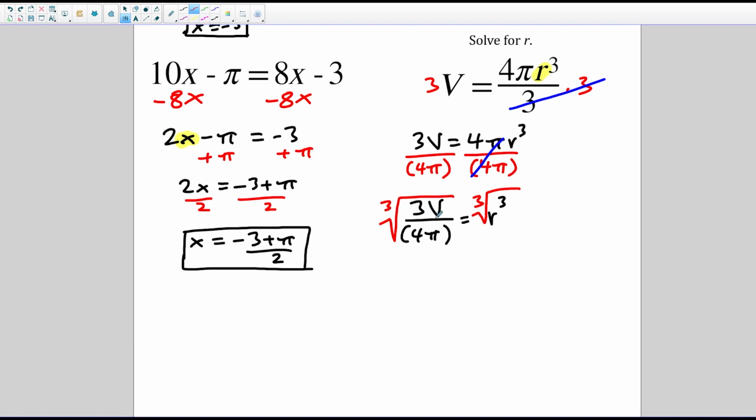So I'm going to cube root both sides. And this just leaves me with 3v over 4 pi in brackets. And then we're going to take the cube root of this behemoth here. So the cube root of 3v over 4 pi is equal to my radius.